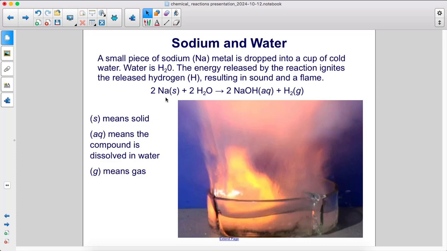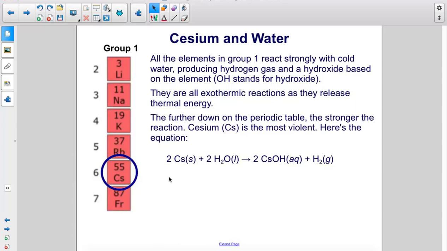So we have 2 Na, S means solid, plus 2 H2O, and so this is water, becomes 2 NaOH, and this is AQ, which means the compound is dissolved in water, and then H2 over here with this G, which means gas. All the elements in group 1 react strongly with cold water, producing hydrogen gas and a hydroxide based on the element. OH stands for hydroxide.